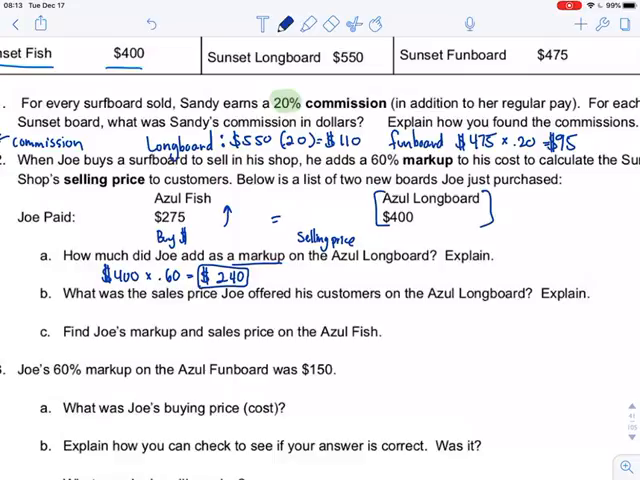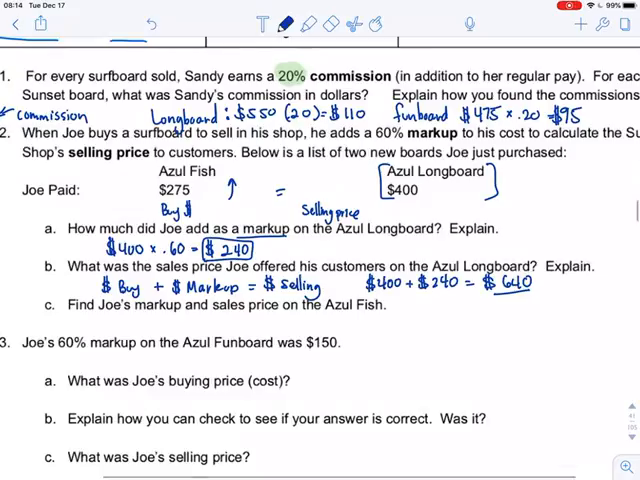Now what is the sales price Joe offered his customers? Now this is what he buys for, the buy price. He needs to add his markup, and that's going to be his selling price. Well, he bought for $400. He's going to increase the price $240, and he's going to sell for $640. That's going to be his total selling price.